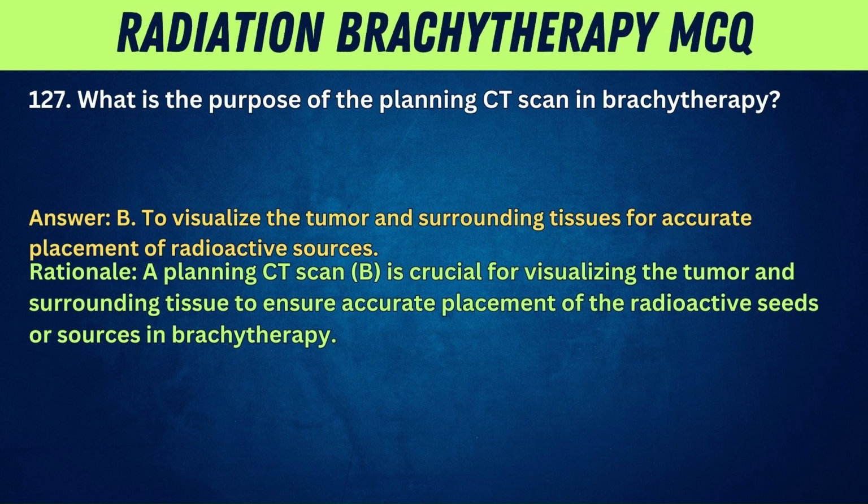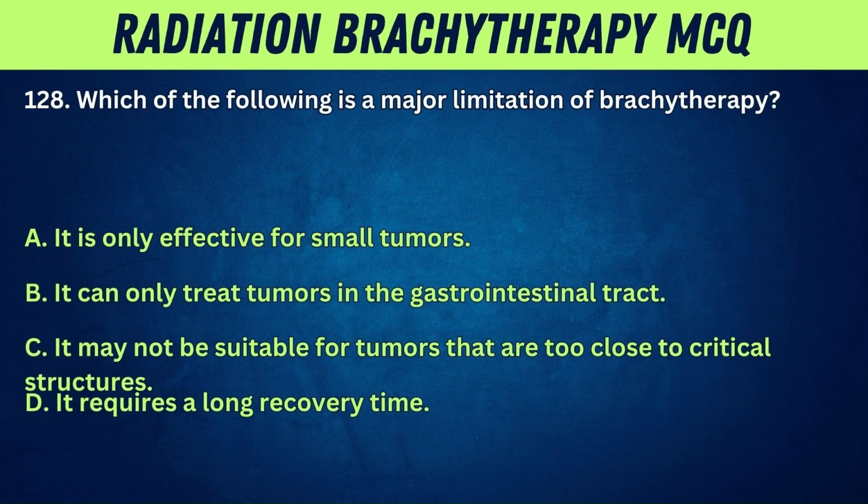Rationale: a planning CT scan, B, is crucial for visualizing the tumor and surrounding tissue to ensure accurate placement of the radioactive seeds or sources in brachytherapy. 128. Which of the following is a major limitation of brachytherapy?